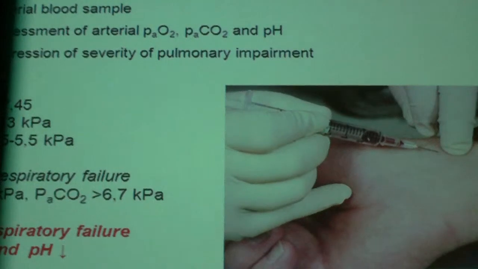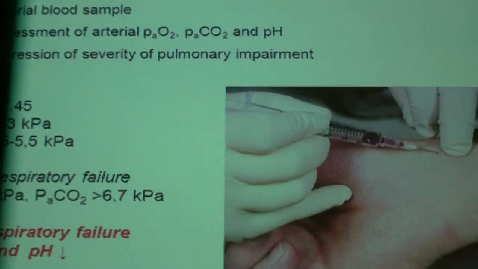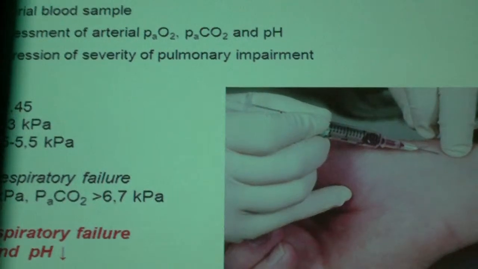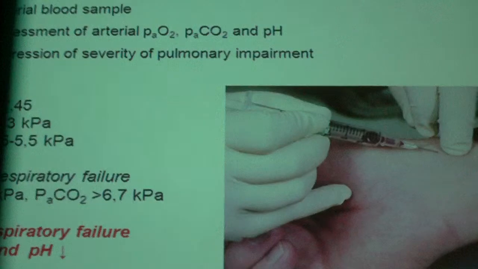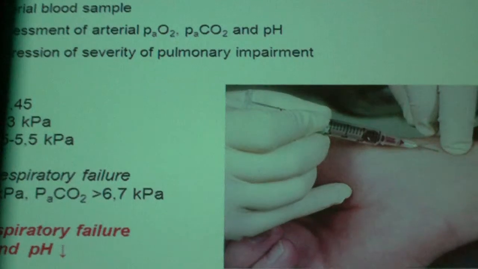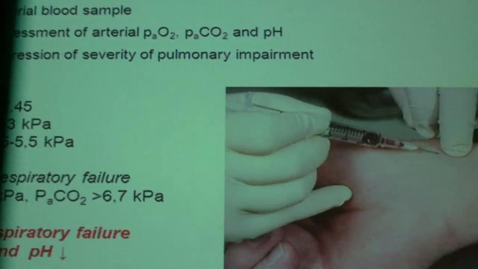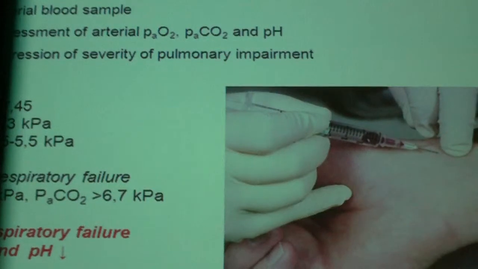Another thing which we use arterial blood gases for, we do it here in the radial artery. You can feel it yourself. If you feel the pulses, you have to feel where it is, and then just try to hit it, and then you have blood.